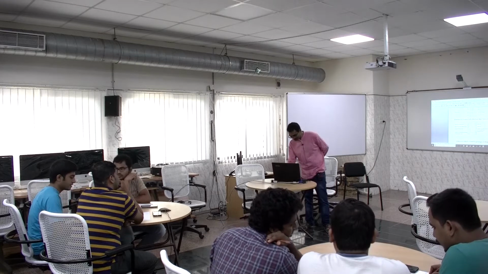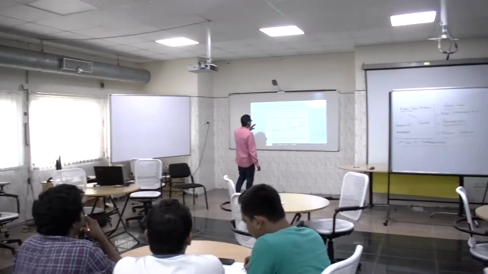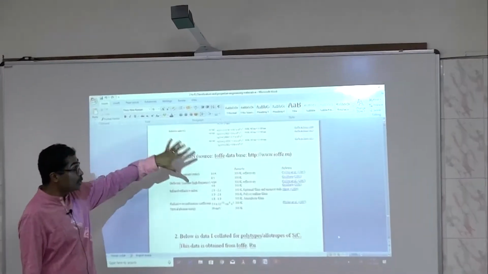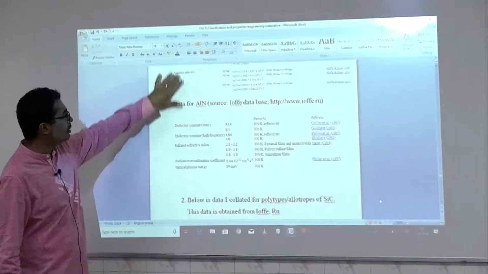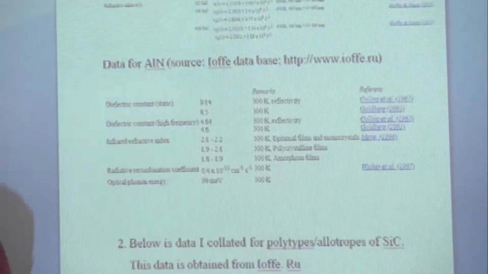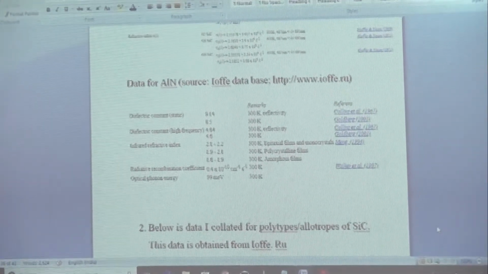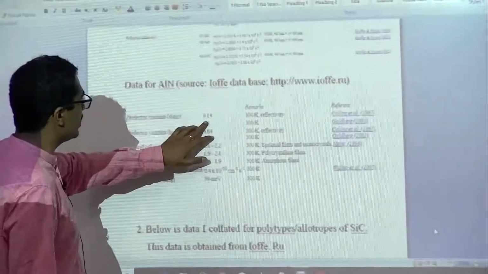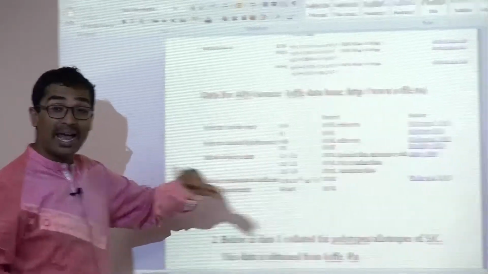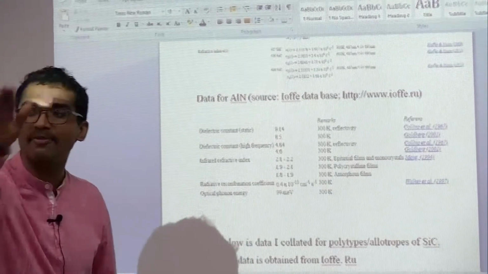Okay, so I have given some data here from the Ioffe database. It's a Russian database on semiconductors. It's a very useful and powerful database. So I have pulled out optical data for aluminum nitride and silicon carbide and a few other materials, just for you to have a feel. For example, dielectric constant here is about 8. Dielectric constant at very high frequencies comes down, and this will inevitably be the case. Most materials will have a low dielectric constant at high frequencies.